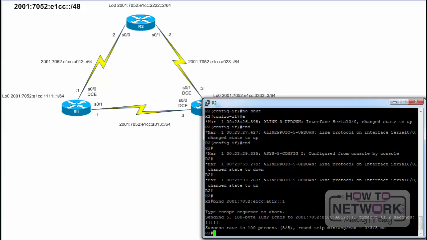Notice that the same ping command is used as with IPv4. The only difference is that the destination is an IPv6 address. The ping command sends ICMPv6 echo request messages to the IPv6 destination address. The exclamation mark indicates that the ICMPv6 echo reply messages from the destination interface have been received, therefore verifying end-to-end communications. ICMPv6 is discussed in more detail in Lesson 5, ICMPv6 and Neighbor Discovery.